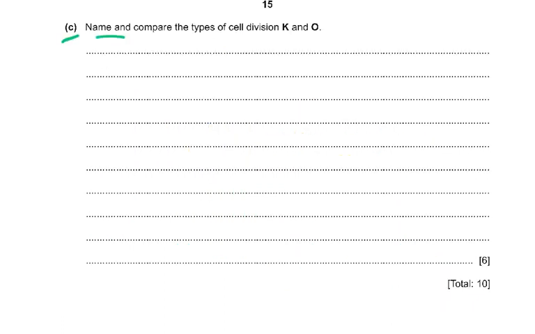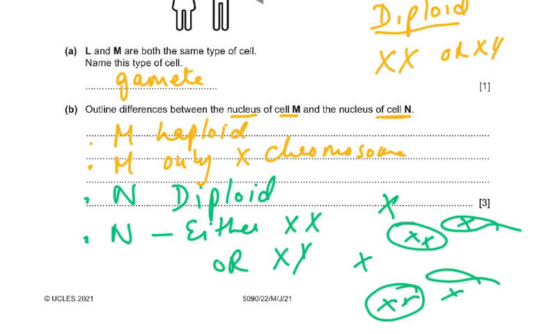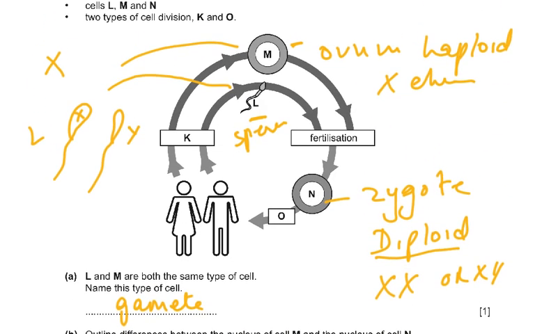Then part C says name and compare the types of cell division K and O. Now, where was K happening? Let's look at that. K was happening here. K has to be meiosis because it's the sperm and the ovum developing. So this has to be meiosis.